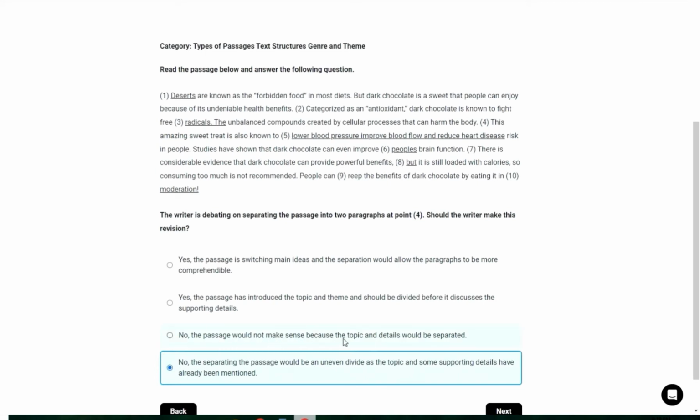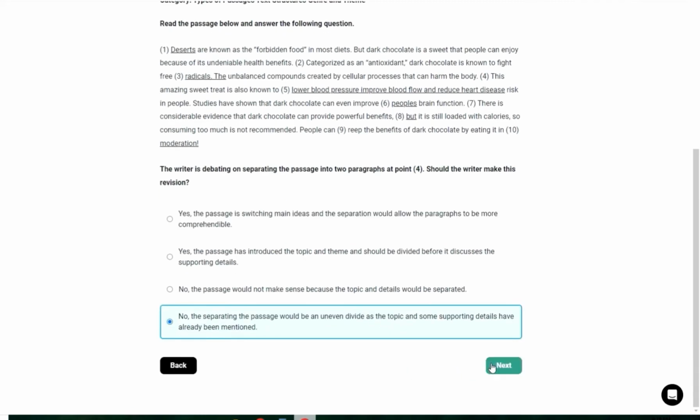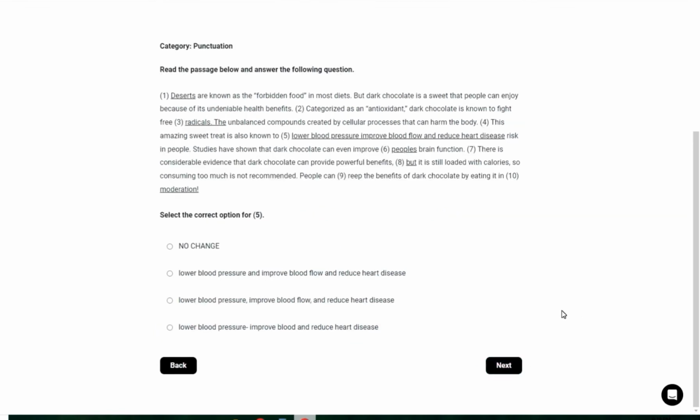This one's saying it would not make sense because the topic and details were separated. That may be true, but remember, this is what's the better answer. Sometimes you have to look at, and that's why they get you here. You know, that is true that the topic and details would be separated, but some of them have already been mentioned. That's true, and it would create this uneven divide as we talked about earlier. All right, onto number 5.